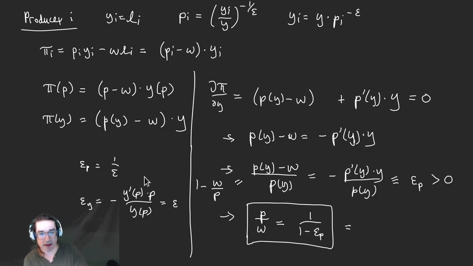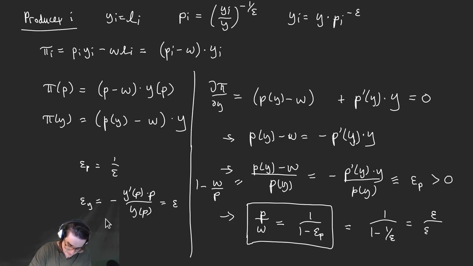Okay, so that's just all general stuff about elasticities, but in this case it's fairly useful. Okay, and so if we plug that in, we're going to get 1 over 1 minus 1 over epsilon. Okay, which is a little clunky, so let's multiply by epsilon, and we're going to get epsilon over epsilon minus 1.